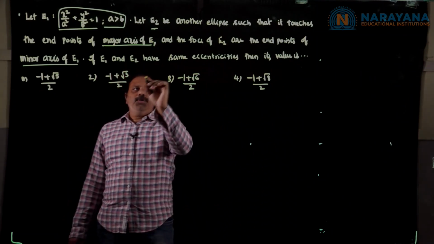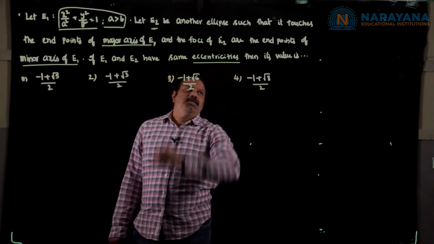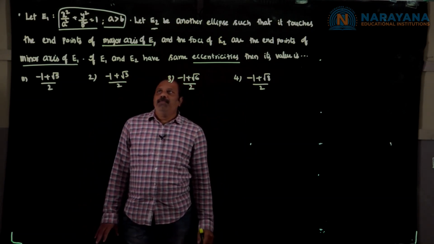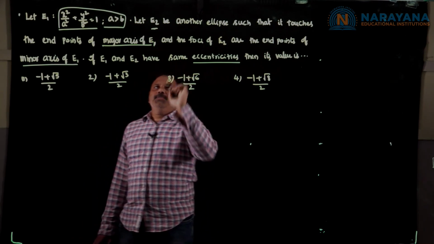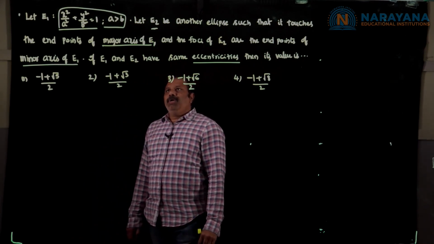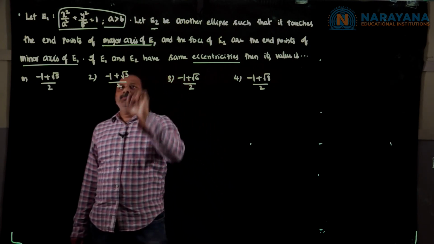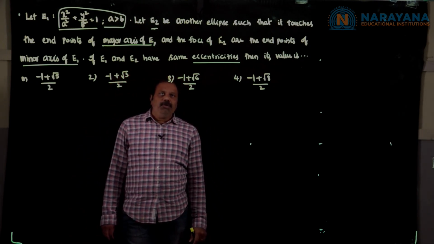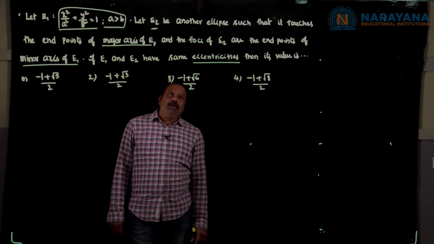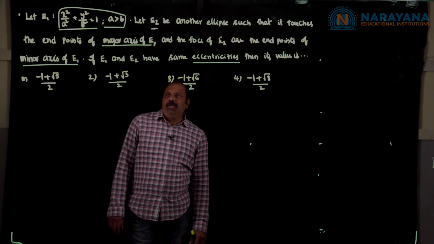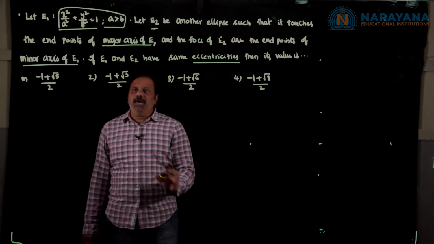If E1 and E2 have the same eccentricities, then what is its value? He is asking if the first ellipse and second ellipse have the same eccentricities, and the second ellipse is touching the ends of the major axis of E1. Also the foci of the second ellipse are at the end points of the minor axis. Let us solve this question by using a diagram.